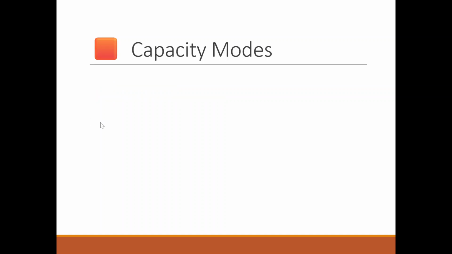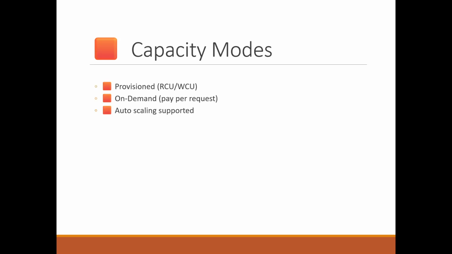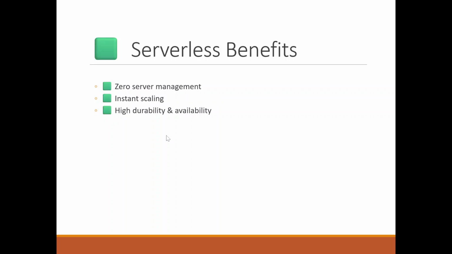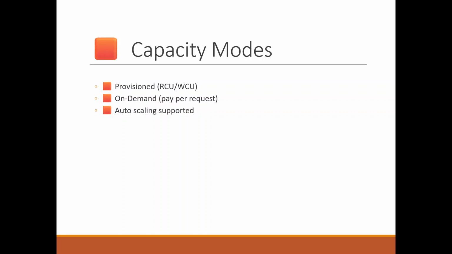Now we'll see capacity modes. The first one is provisioned capacity, the second one is on-demand capacity. So where can we use provisioned capacity? It's useful for predictable traffic, where you set RCUs and WCUs, and auto scaling is optional. Then we have on-demand capacity, which is for unpredictable workloads, and you pay per request.